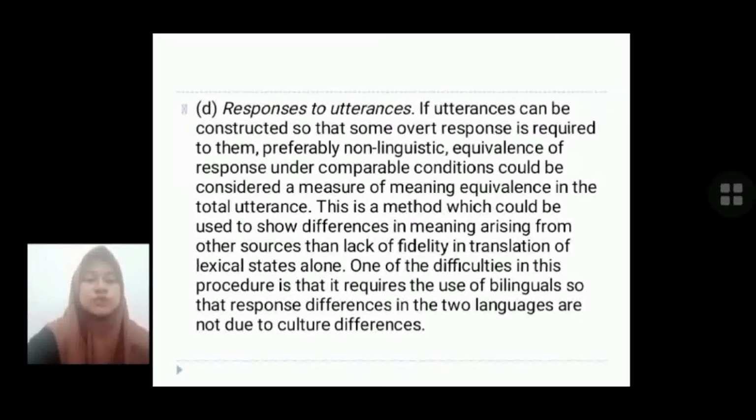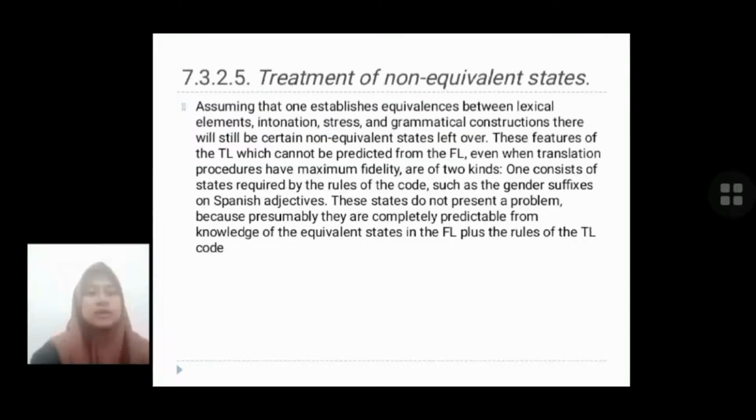D. Responses to utterances. If utterances can be constructed so that some overt response is required to them, preferably non-linguistic, equivalents of response under comparable conditions could be considered a measure of meaning equivalence in the total utterance. This is a method which could be used to show differences in meaning arising from other sources than lack of fidelity in translation of lexical items alone.